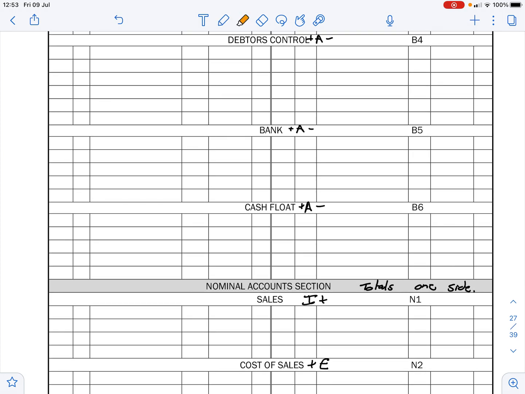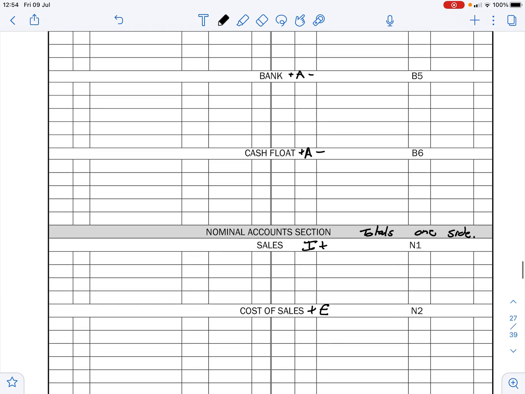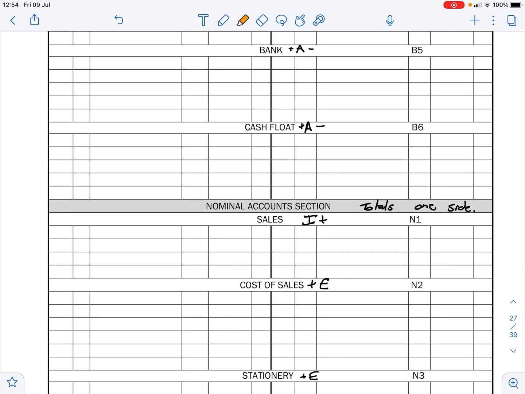We then look at our debtors control. Now again, debtors control is an asset increasing on the debit side and decreasing on the credit side. The balance that they give us on January the 1st, balance brought down, is 7,230 Rand. This figure indicates how much our debtors owe us at the beginning of the month. So on the 1st of January, collectively our debtors owe us 7,230 Rand.